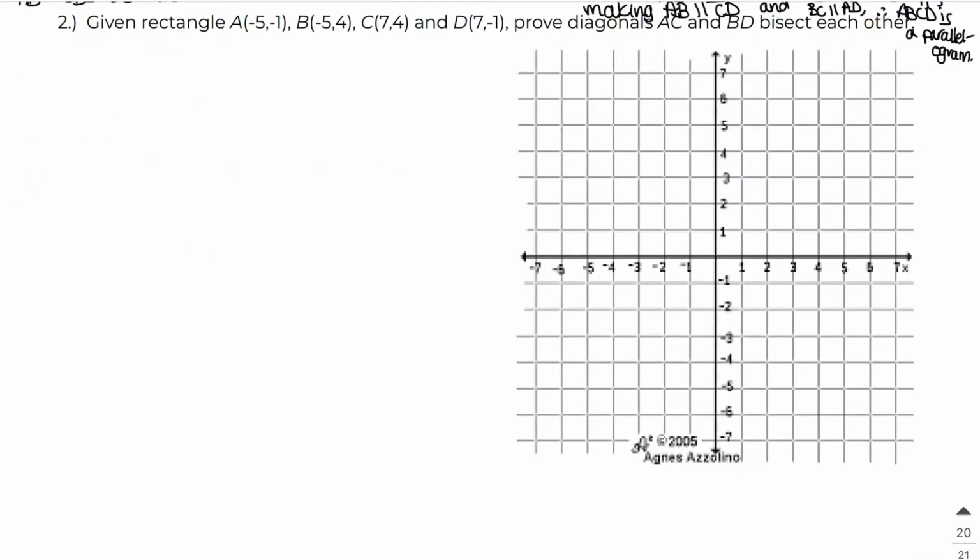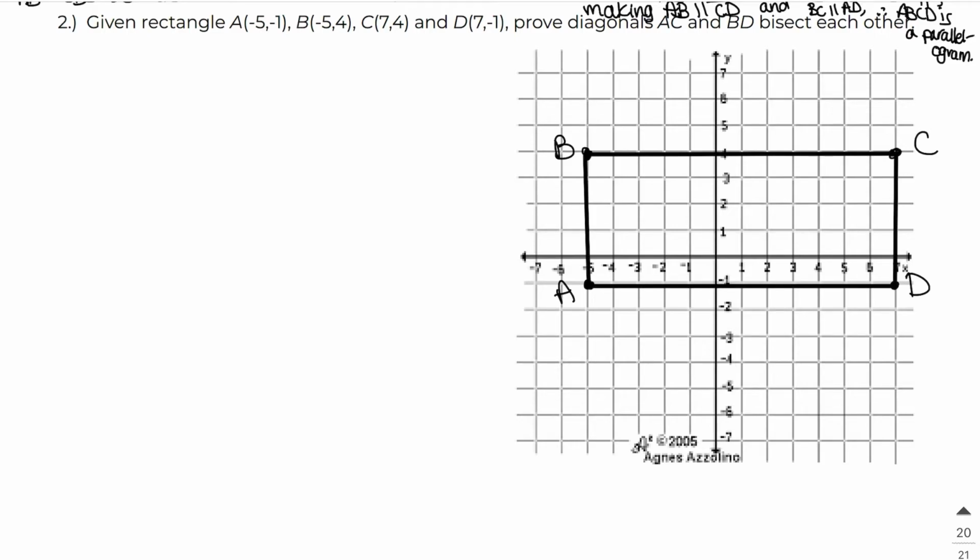All right, in number 2, it says, given rectangle ABCD, prove that the diagonals bisect each other. So there's 2 different ways we can do this. Before I do anything, I'm going to go ahead and graph out my points. So A is at negative 5, negative 1, B is at negative 5, 4, C is at 7, 4, and D is at 7, negative 1.